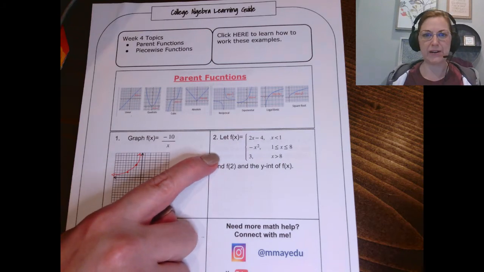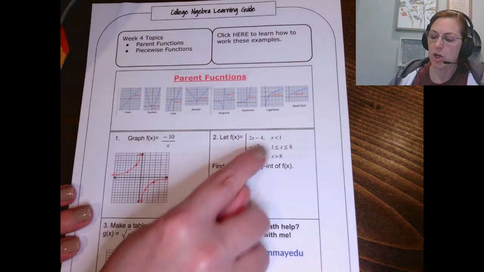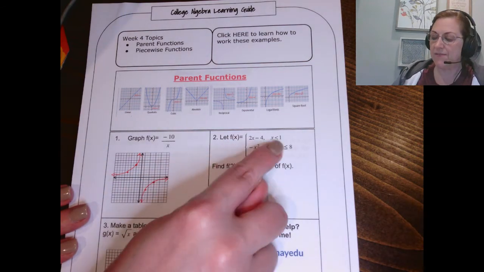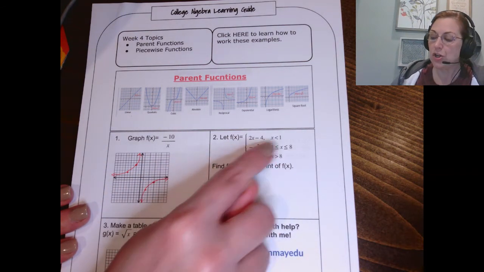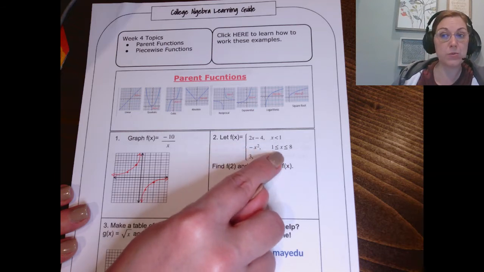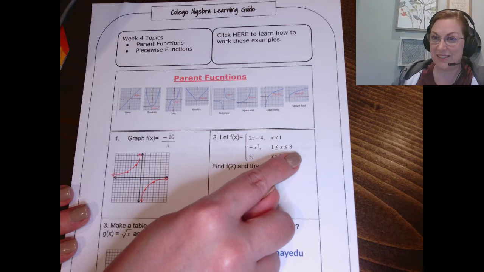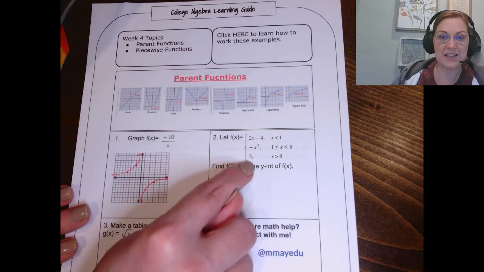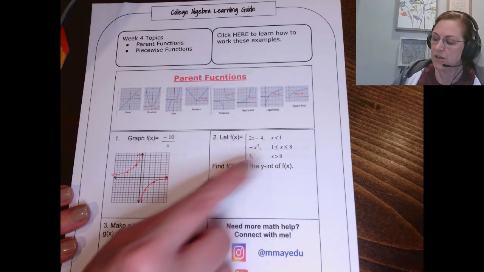This is called a piecewise function. And here's how you interpret a piecewise function. It says, okay, use this piece if x is less than 1. Use this piece if x is equal to 1 or between 1 and 8 or equal to 8. And use this piece if x is greater than 8.